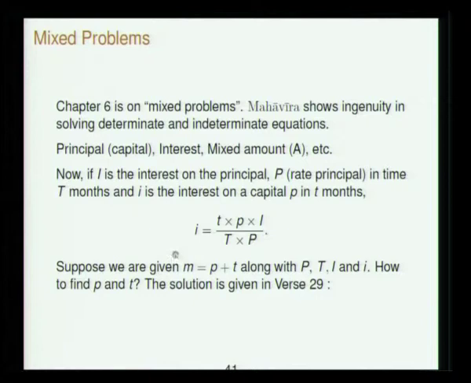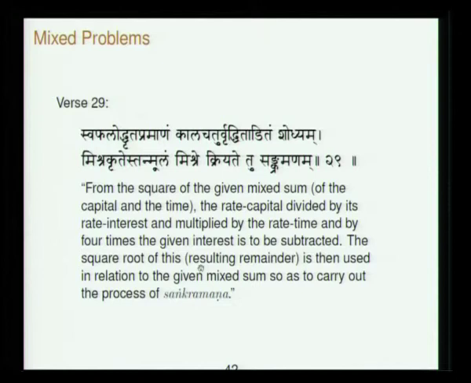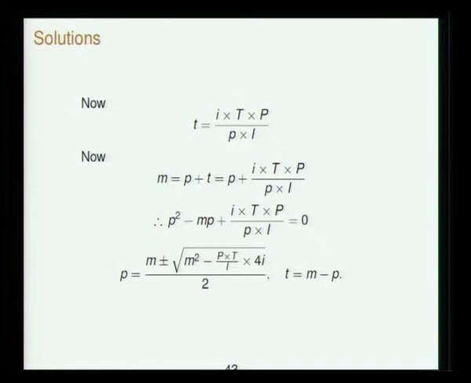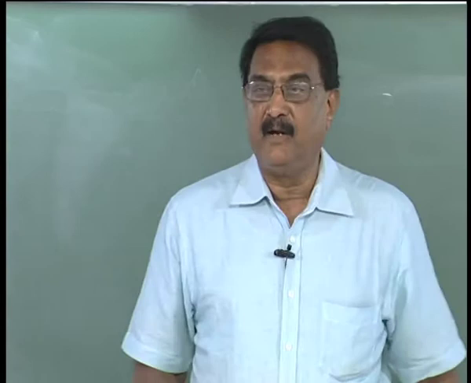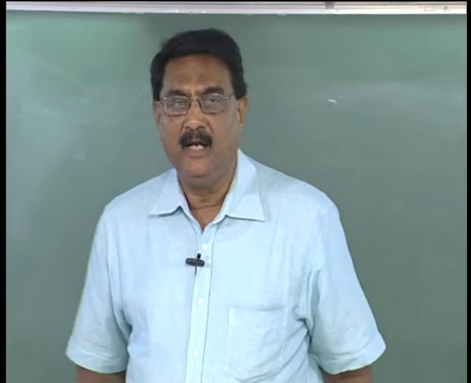But suppose you are given m equal to p plus t along with capital P, capital T, capital I and small i. Then how to find out small p and t? This is a slightly involved problem. Using the small principal and the time, only the sum is given, then one can show that, I will not go into it, t is this. So, m is equal to p plus t is this. So, p squared minus m p, you will get a quadratic equation. So, p will be this actually, and t is equal to m minus p. Essentially, somewhat similar to what Brahmagupta had considered as one of the problems I had told, but it is a slightly different kind of problem, though the same technique is used.